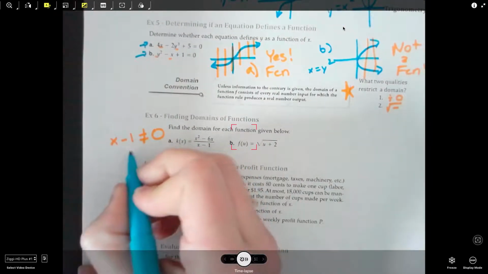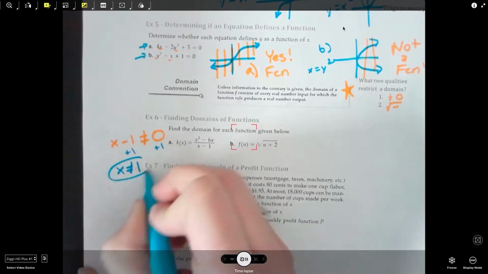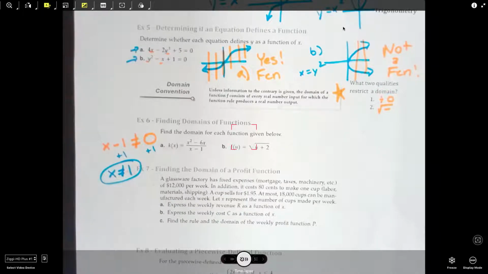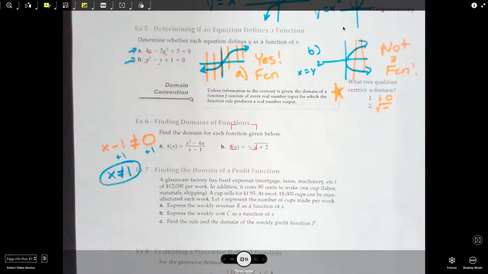You basically do the algebra of this and you add 1 to both sides, so x cannot be 1. Does that make sense? And then you are done, and that is all. So basically your domain is everything. I can plug anything I want into this equation up here, anything I want to, except 1. If I plug in 1, I will end up with 0 in the denominator, and I cannot have that.